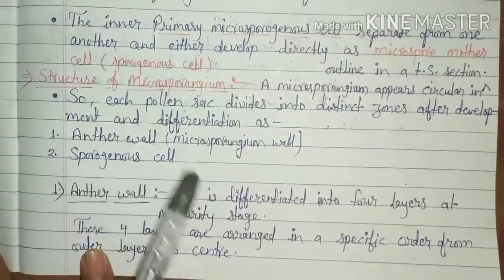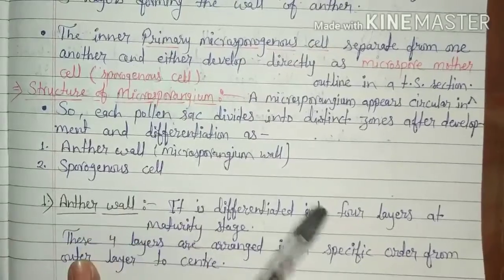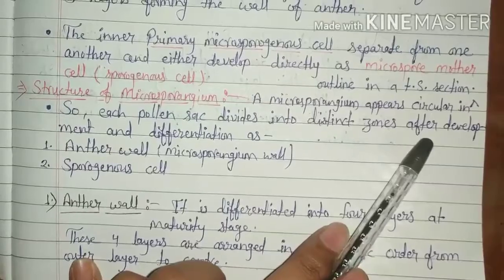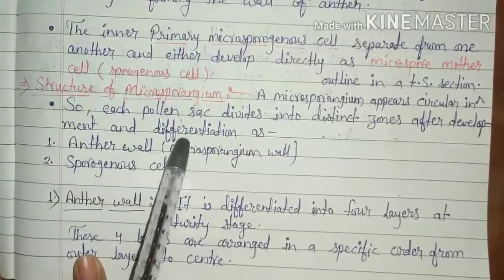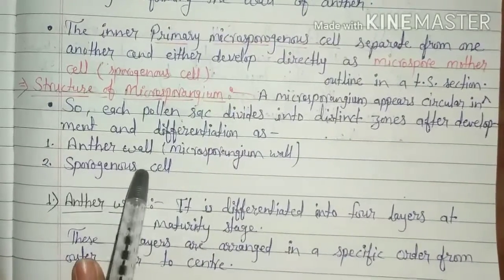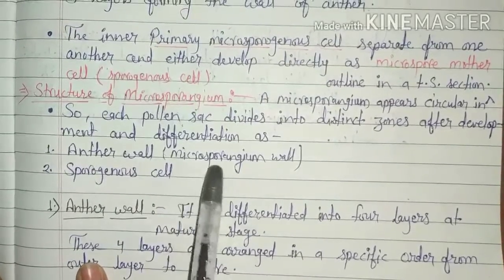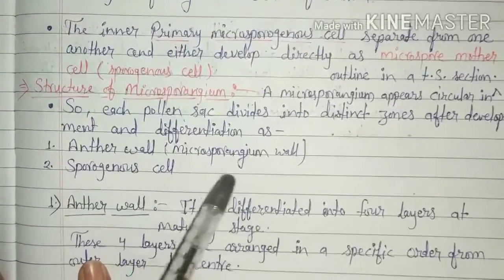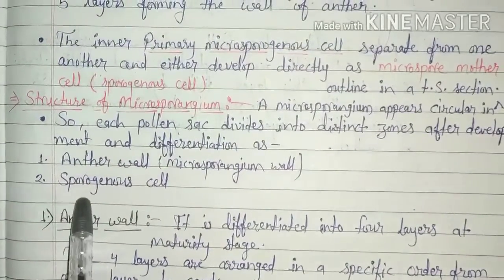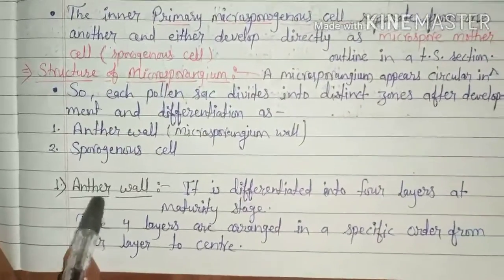It means each pollen sac or each microsporangium divides into distinct zones after development and differentiation as microsporangium wall and second, sporogenous cells. Microsporangium walls surround the sporogenous cells or sporogenous tissue. Now, firstly we will talk about the microsporangium wall or anther wall.